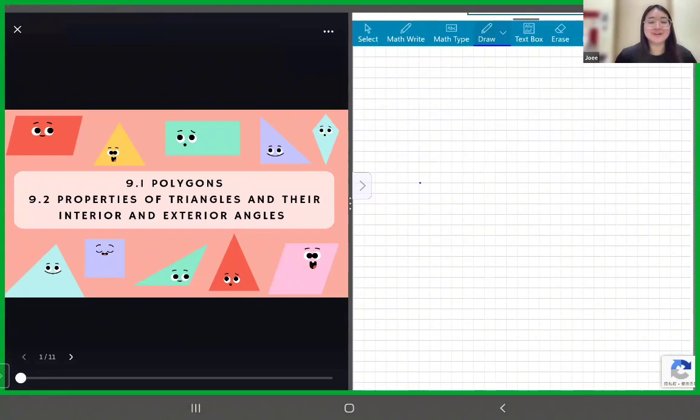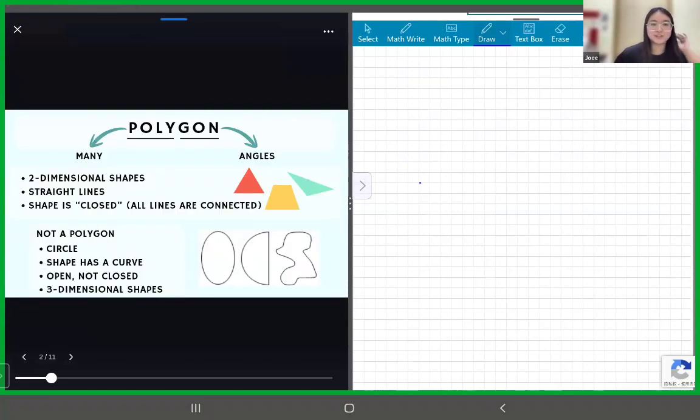So just now, Teacher Divya already introduced some basics of the polygon. So now we will go through more about this topic. Today we will focus more on 9.1 polygon and 9.2 properties of triangle and their interior and exterior angle. Okay, so this is what Teacher Divya has mentioned. Poly means many and gon means angle. So in this topic, we will learn a lot about angles.